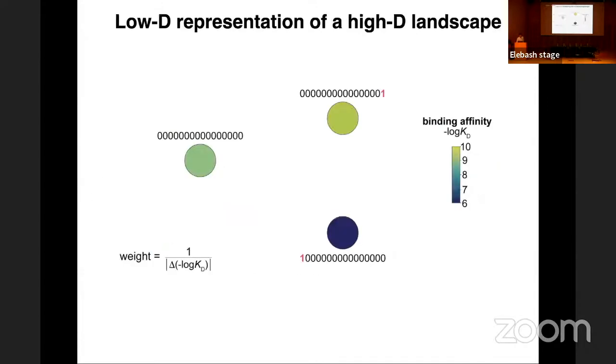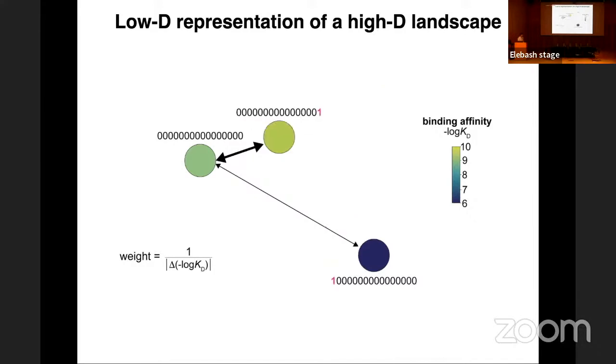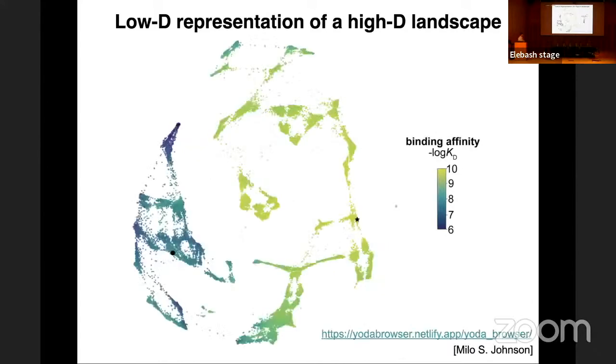So basically, the way this is going to work is we've got all these points which represent different genotypes for the 16 different loci. And what we're going to do is connect all neighboring genotypes with lines, and then give the line a weight, which is basically 1 over the difference in binding affinity, and then pull things together according to this weight. So this is going to tend to group genotypes that are related and that have similar binding affinity. And this is what you get when you do this.